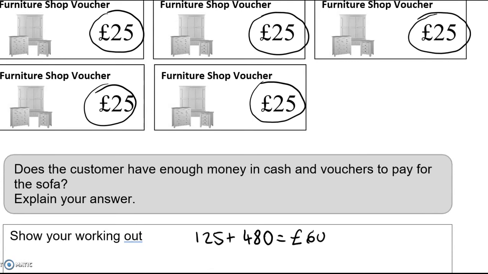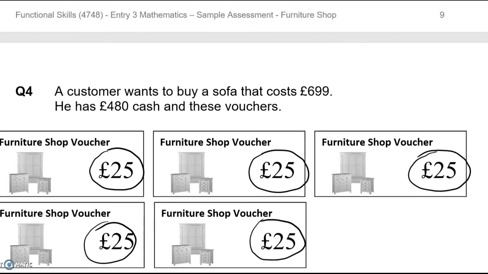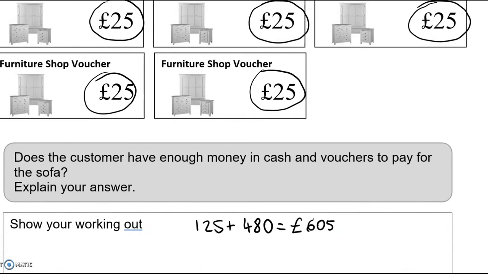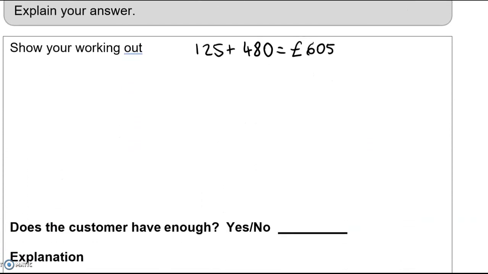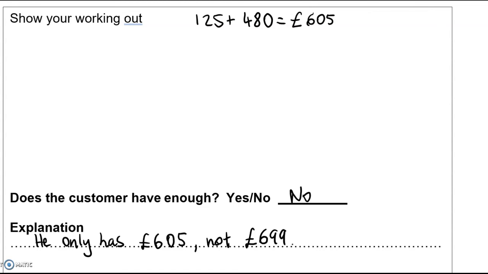And this makes £605. The amount that he needs to pay is 699. So he hasn't got enough. No, he only has £605, not £699.